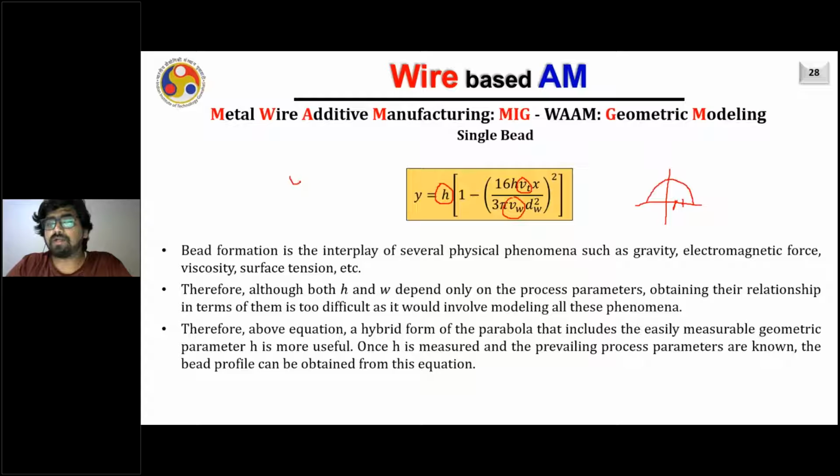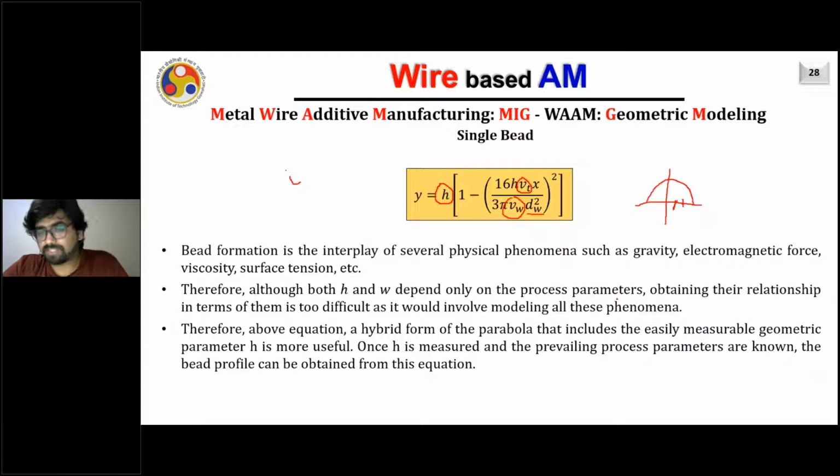Because we know the current. Whenever you buy a welding machine, there is a synergy between the current and the velocity of the wire, by which the wire is getting fed. If we have this synergy between the current and VW, then there is no issue, and you can easily find out the value of VW. Then again, the diameter of the wire is also known to us, so you can easily find it out.